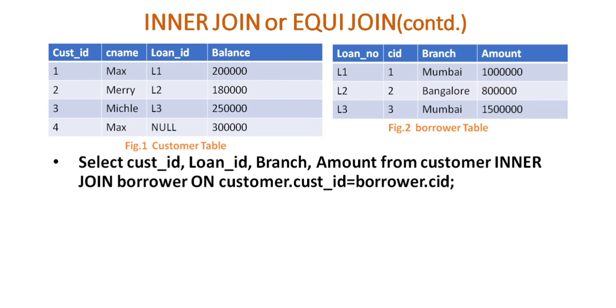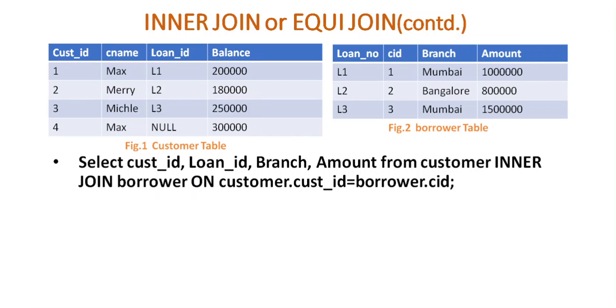Now let's see one query. Okay, now here I want to display customer ID, loan ID, branch and amount. So customer ID and loan ID, these are the attributes of customer table. Again I want to display branch and amount also. So branch and amount, these are the attributes of borrower table. So here I want to combine these two tables. Now in these two tables I have one common attribute. So the common attribute is customer ID, and in borrower, loan ID. Okay, so these two are the common attributes. So you can use either attribute as an equality condition. Here I am using customer ID as the common attribute.